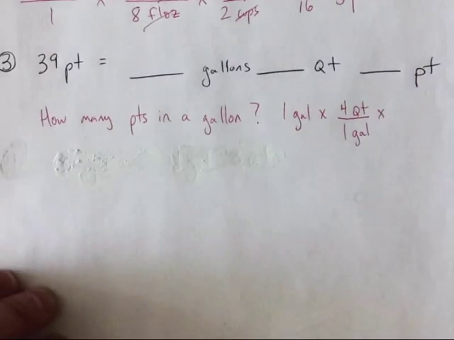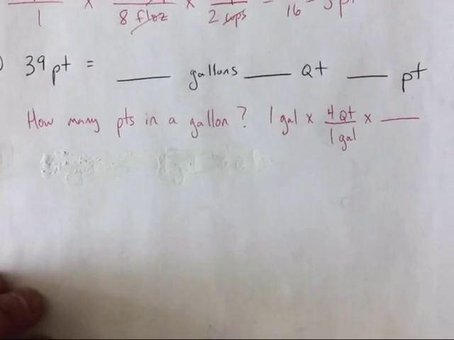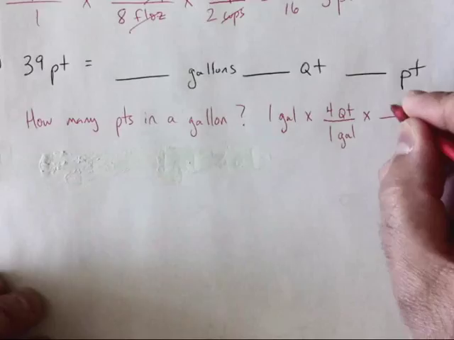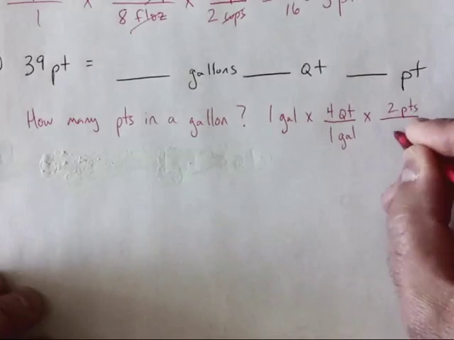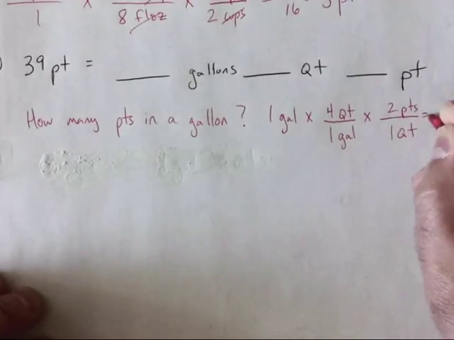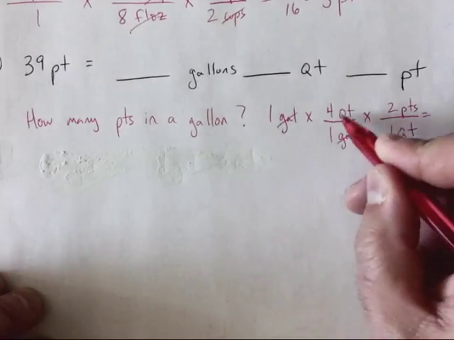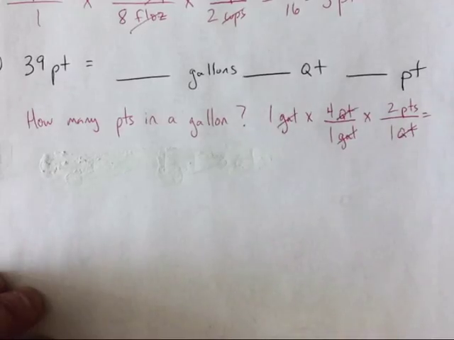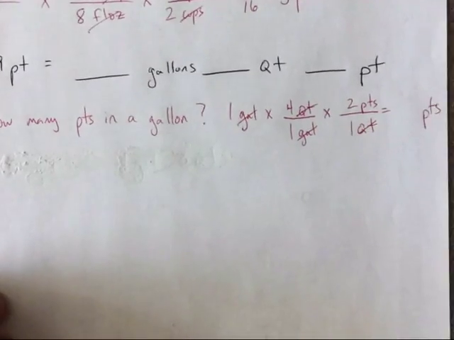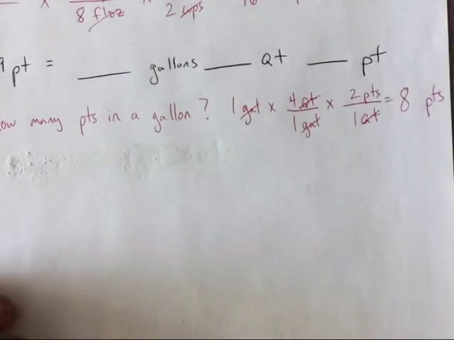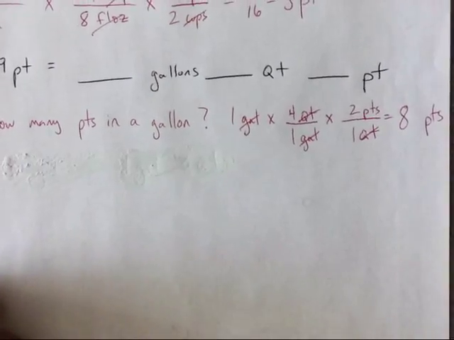And then we want to go to pints. We know that there are 2 pints in a quart. So that should put us in pints. Gallons cancels, quart cancels, I'm left with pints. So now multiply. 4 times 2 gives me 8. So there should be 8 pints in a gallon. So that's really the first step.